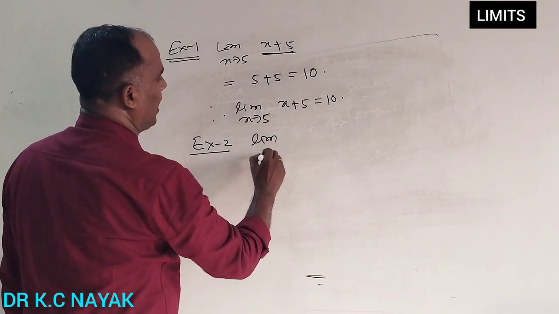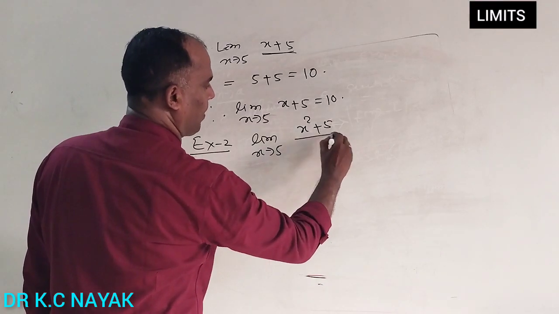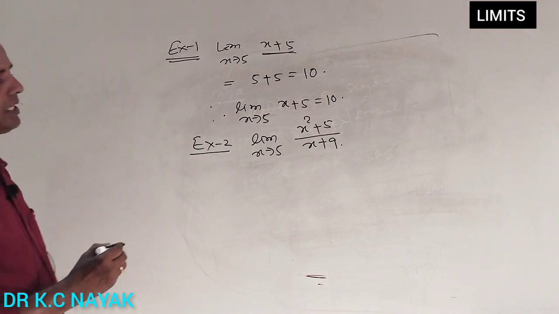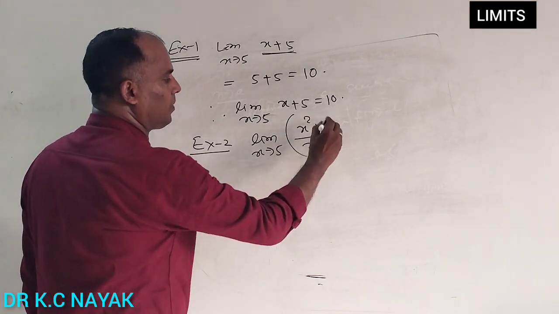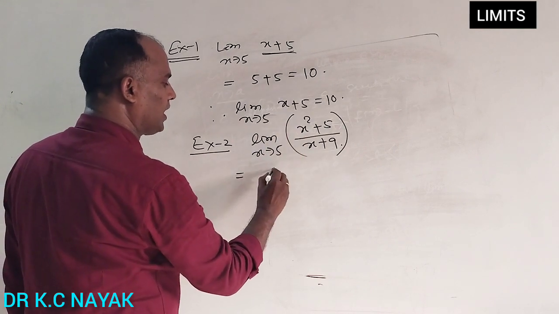Limit x tends to 5, x square plus 5 by x plus 9. What is the value? Just you see, it is also a polynomial function. What is the limiting value? You put the value directly here.